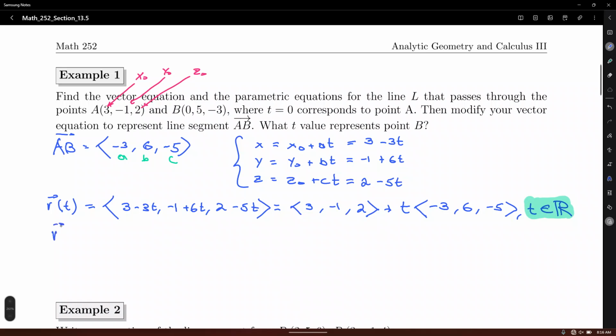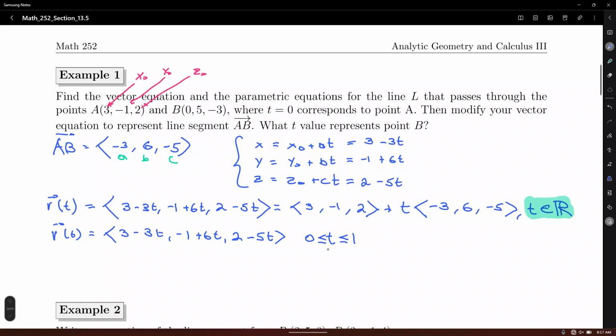r of t, the same vector valued function: 3 minus 3t, -1 plus 6t, and 2 minus 5t. But in this case, I need to set a condition. What's the condition? That t goes between 0 and 1. Every time you parameterize a line using the initial and the terminal point of two given points, this can be represented as a segment that goes between 0 and 1.